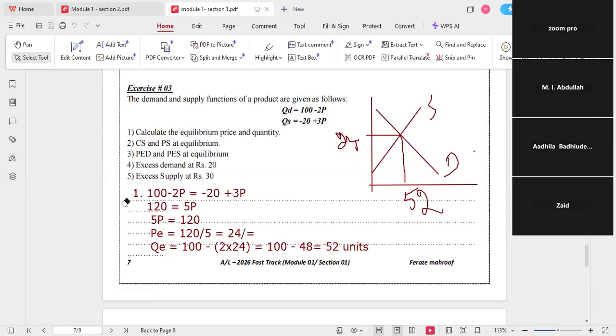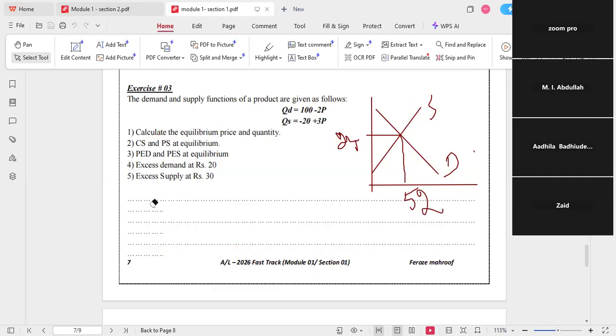Then let's come to the second part, CS and PS at equilibrium, right? So it is another important calculation.